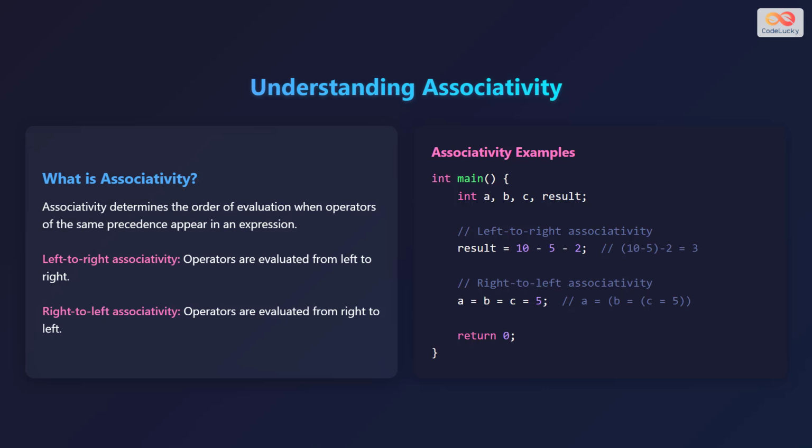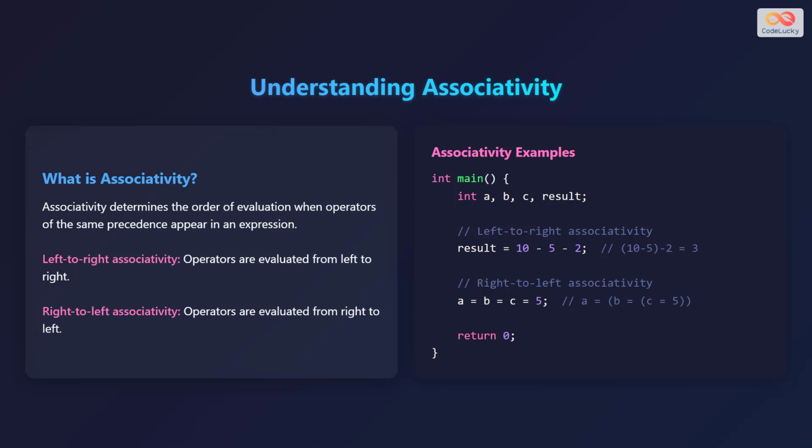Let's understand associativity. Associativity determines the order of evaluation when operators of the same precedence appear in an expression. There are two types of associativity, left to right and right to left. With left to right associativity, operators are evaluated from left to right. With right to left associativity, operators are evaluated from right to left. Let's look at some examples in the code.